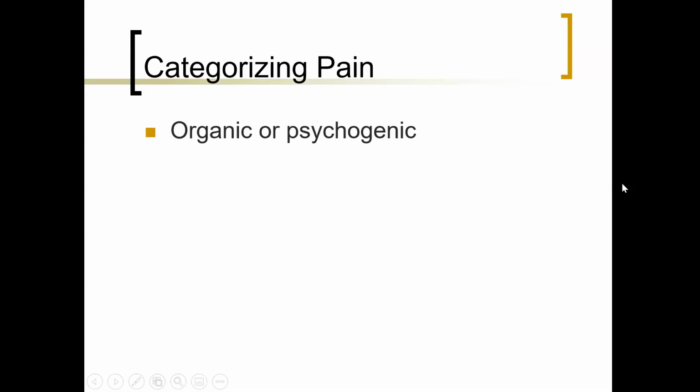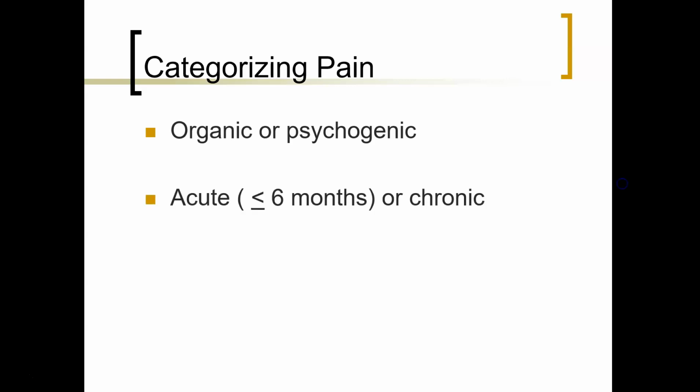Another way to categorize pain is on the duration of pain, how long the person's experienced it. Acute pain is pain that's been going on for less than 6 months or 6 months. Chronic pain is pain that's been going on for more than 6 months. And you see some different definitions of this, but usually the 6-month mark is where it cuts off for acute or chronic pain.